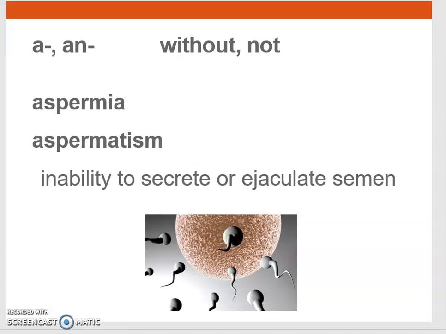And some more words associated, and we're using here the prefix a or an. Aspermia, or aspermatism. This is the inability to secrete or ejaculate semen. So in this case, there is no semen available. There are no sperm, no semen. For some reason, the entire system is dysfunctional, and of course would require the attention of a urologist and maybe a higher degree specialty to figure out why that's the case.